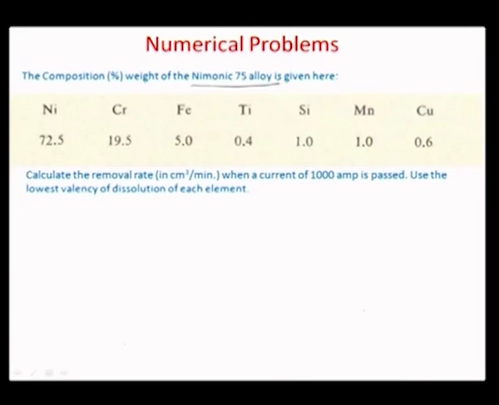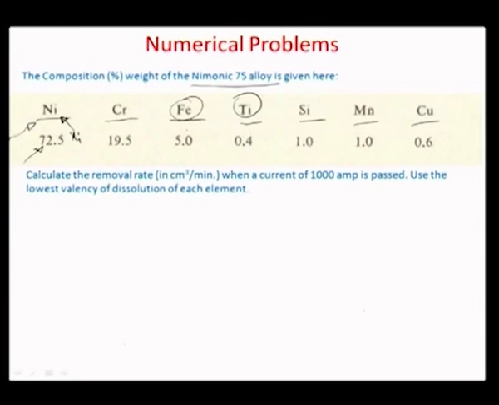So the composition is given right here in this table. You have all the different phases in the alloyed system: nickel, chromium, iron, titanium, silicon, manganese, and copper. These numbers mention the percentages of presence of these different phases. This is Xi for the nickel, this is Xi for the chromium, 5% is the amount in which iron is present, 0.4% is the amount in which titanium is present, and so on and so forth.